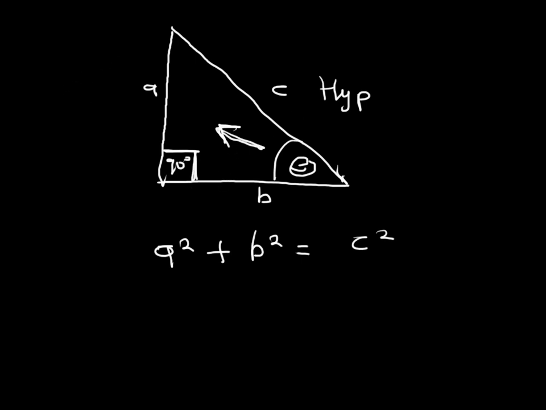Now, what does the converse of Pythagoras theorem say? It says that if the sum of the squares of two sides of a triangle is equal to the square of the third side, then the angle opposite the third side is 90 degrees, right? Or the triangle is a right angle triangle. Now, this is what the converse of Pythagoras says.